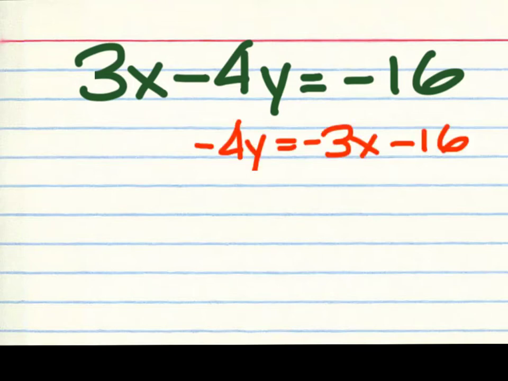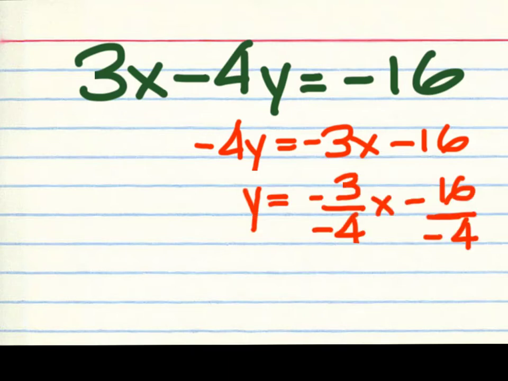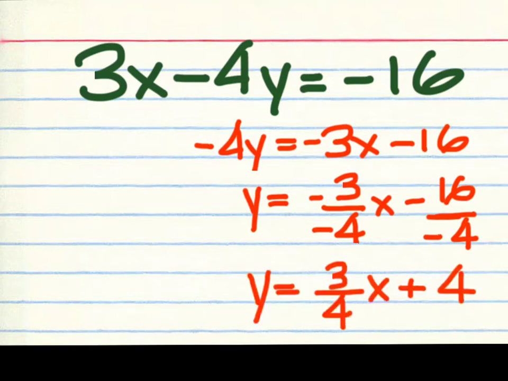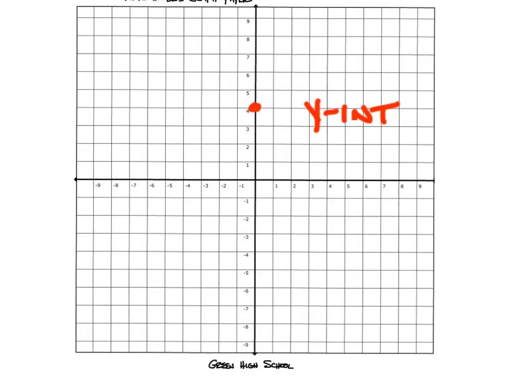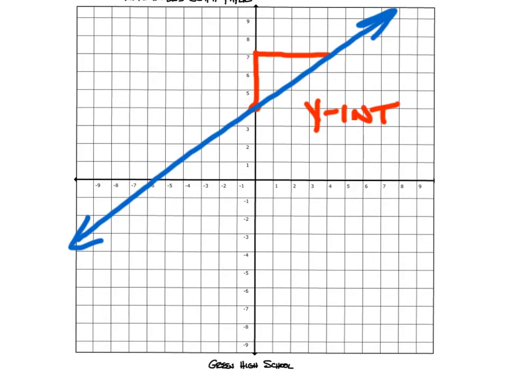Alright, the solution for this one. You're going to move the 3x to the right, change the sign, divide everything by negative 4, and simplify the signs, 3x plus 4. Here is the y-intercept at a positive 4. The slope, you go up 3 and to the right 4, and then make the line. Example 3.